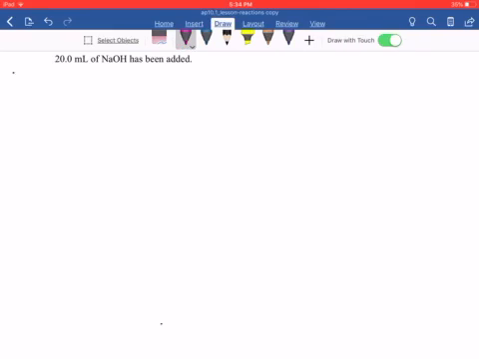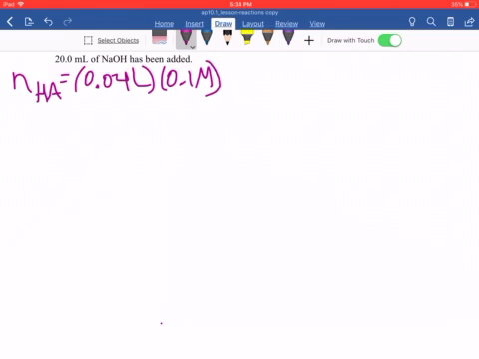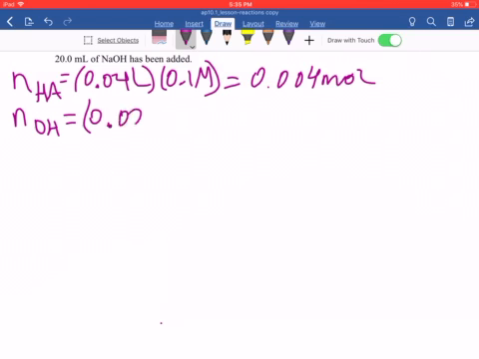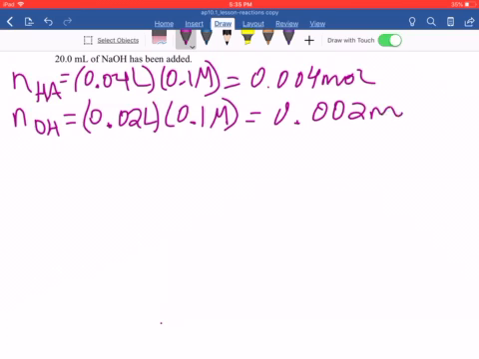Okay, so our moles of acetic acid are going to be the exact same as up above. We have 0.04 liters, and we have 0.1 molarity. That's just going to give us the same amount, 0.004 moles. For the moles of hydroxide, now we have 20 milliliters, which is 0.02 liters, and we still have 0.1 molarity for hydroxide. We're getting that concentration from up above. And so now we have 0.002 moles.